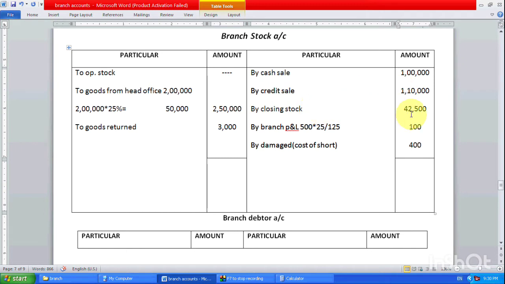Total amount how much? 1 lakh, 2 lakh, 2 lakh 10,000, 2 lakh 52,500, 2 lakh 53,000. Okay, the debit amount is 2 lakh 50,000 and the credit amount is 2 lakh 53,000.